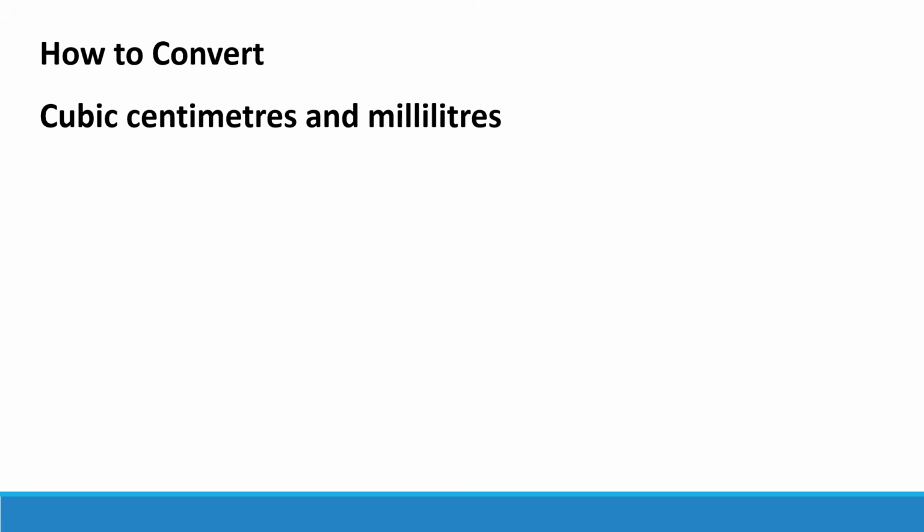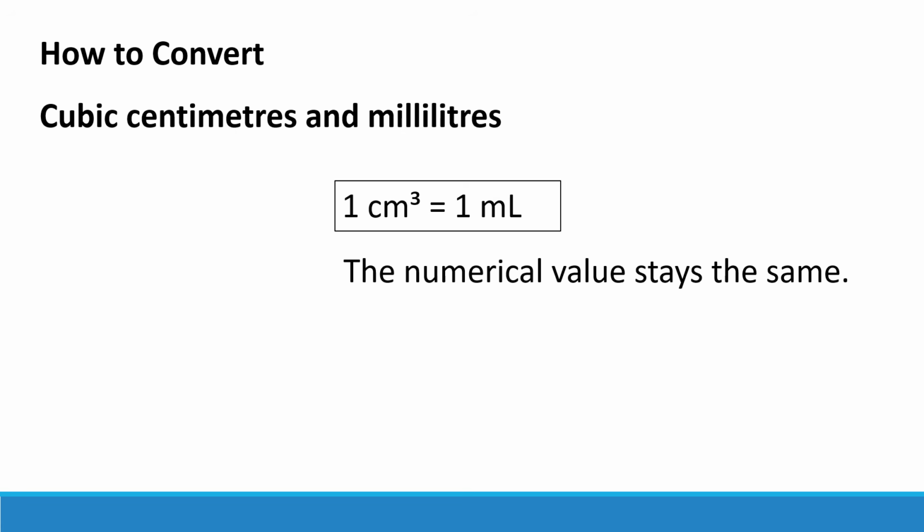To convert between cubic centimeters and milliliters, remember that 1 cubic centimeter equals 1 milliliter. This means that the numerical value stays the same. For example, 250 cubic centimeters is equal to 250 milliliters.